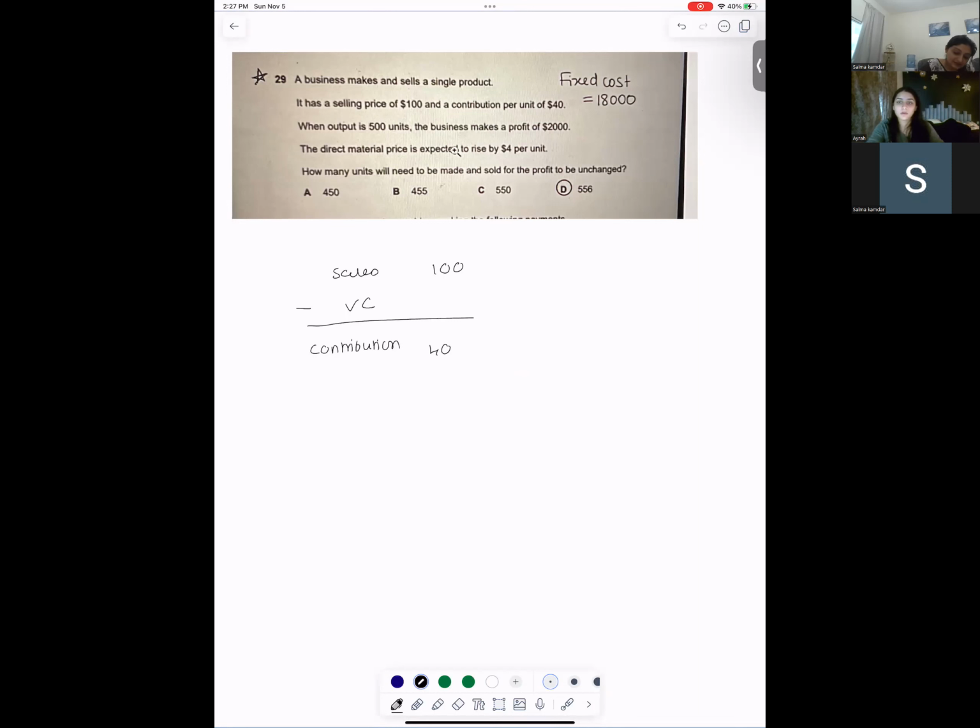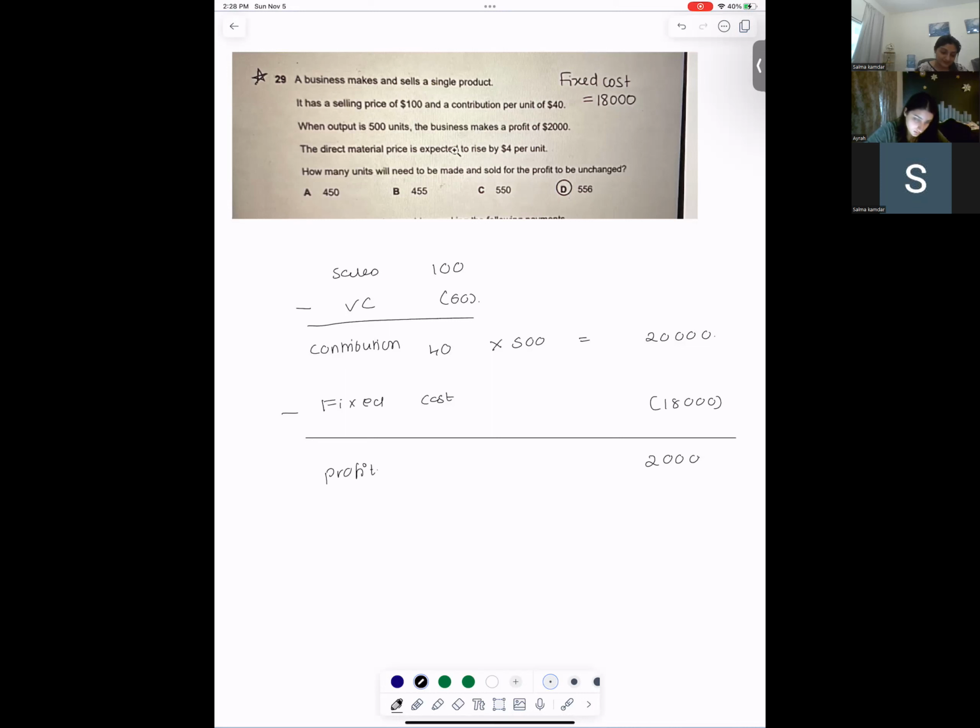Okay, so variable cost will be 16. When you're making 500 units, into 500, your contribution will become how much? 20,000. Minus the fixed costs, so you are making a profit of how much? 2,000. You're making a profit of 2,000. That means you have fixed cost of 18,000.